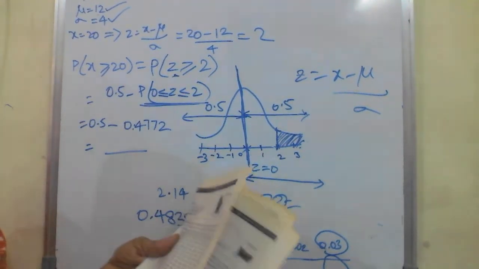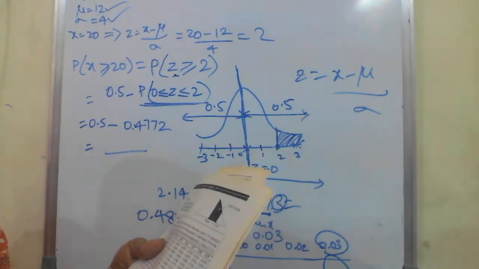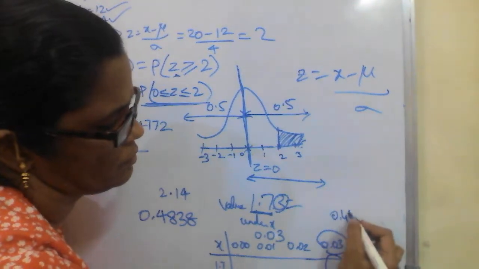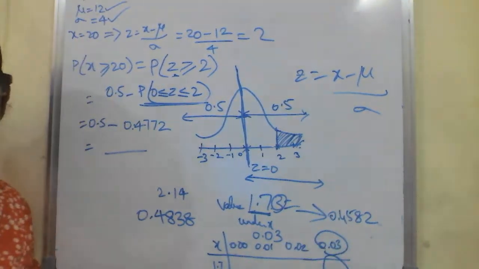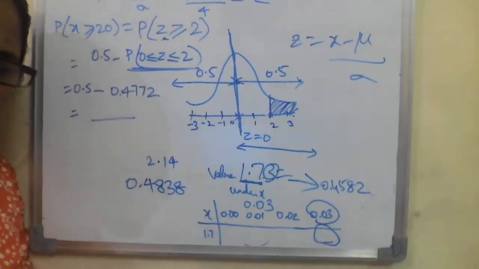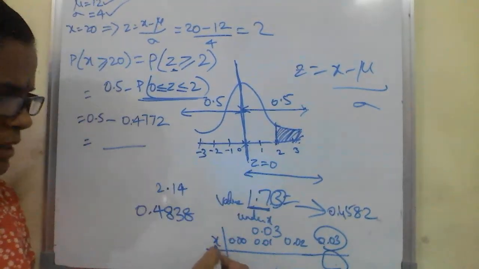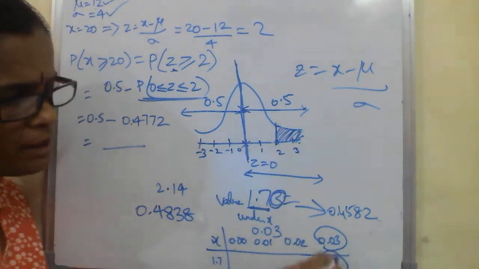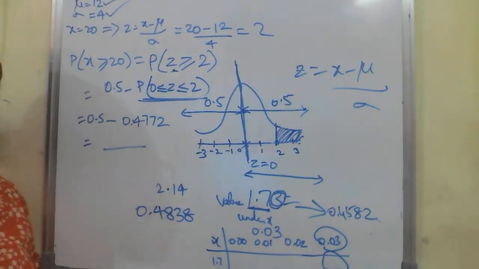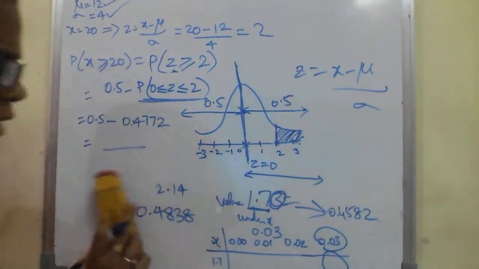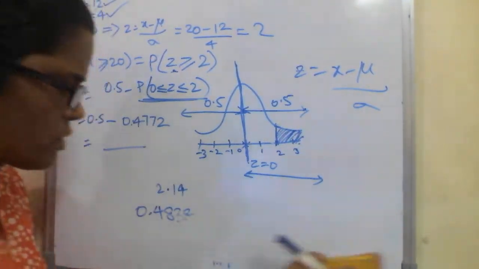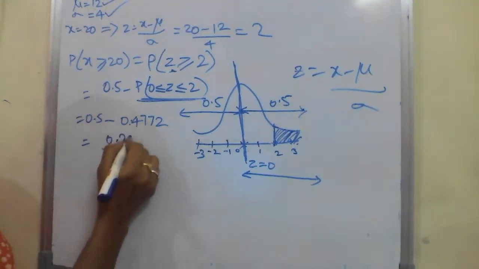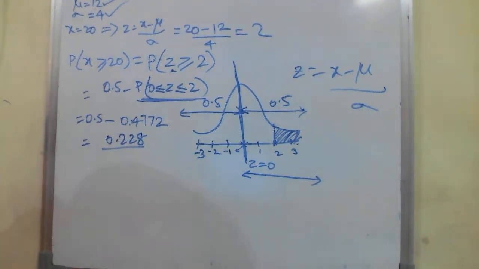So if I want 1.73, it is 0.4582. So this is the value of 1.73. Up to 1.7 you have to look under X, and whatever decimal value is left you have to look under that particular corresponding value. So this way you have to look into the table. Try to practice looking into the table, finding the values. So now this value comes to 0.228. So this is the probability of the normal distribution.